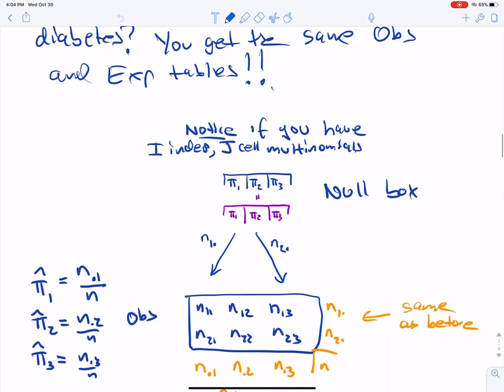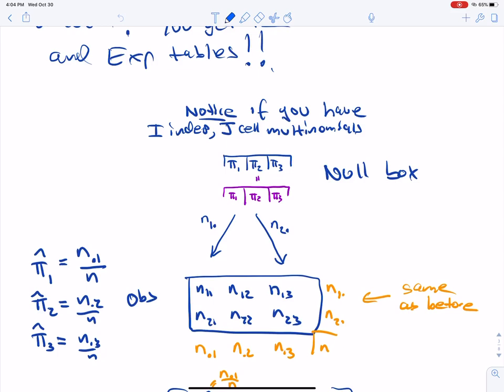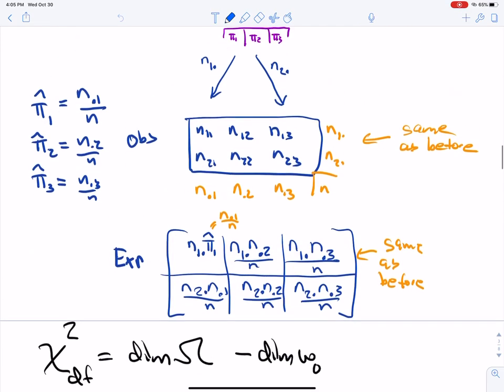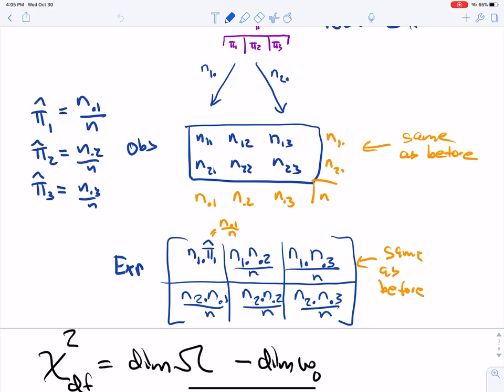So then our samples are N1 dot and N2 dot, because we're summing over the allele types, and pi 1 hat would be n dot 1 over n, and similarly for pi 2 hat and pi 3 hat. So this will give us our expected table, and you can notice that this is exactly the same table as we had before. In fact, our observed and our expected tables are exactly the same as above.